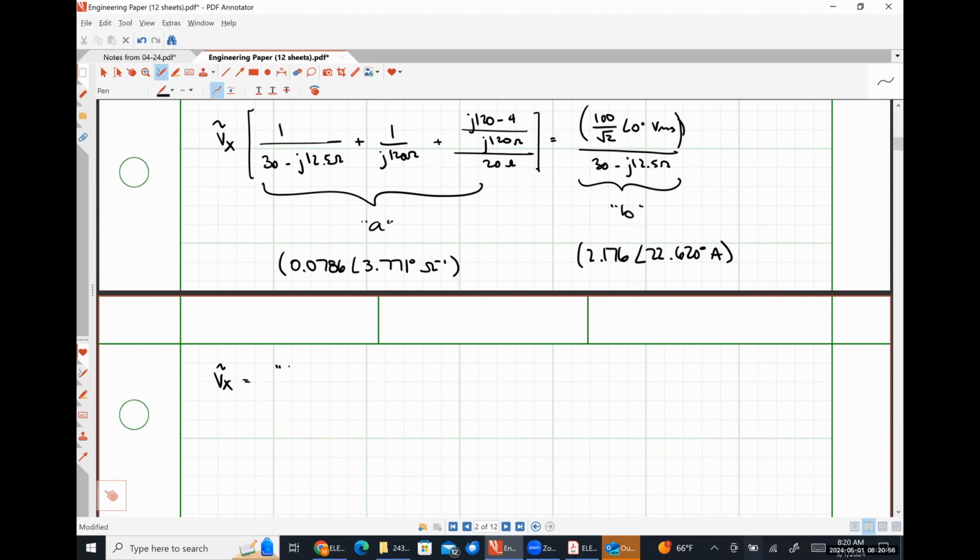And now we can find Vx to be simply what I have stored in my calculator as B divided by what I have stored as A. And so that comes out to be 27.691 with an angle of 18.849 degrees volts RMS. I'm storing this in my calculator as X.